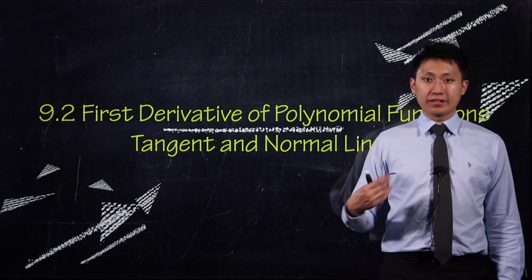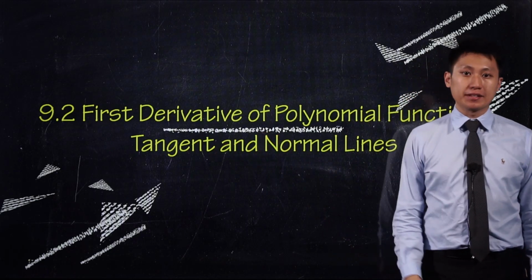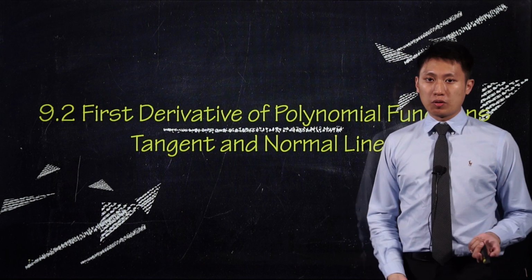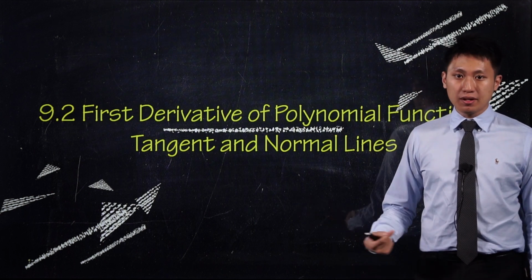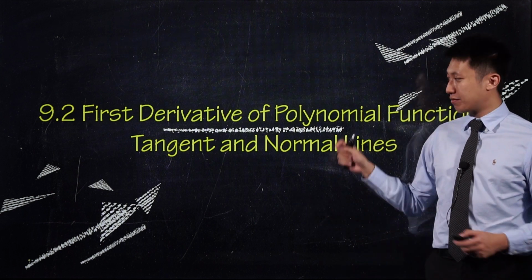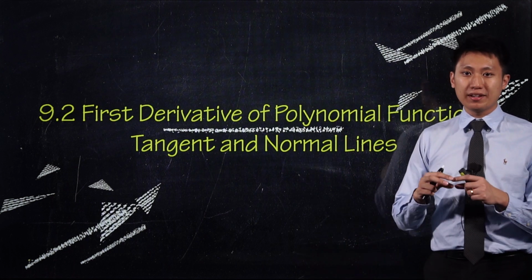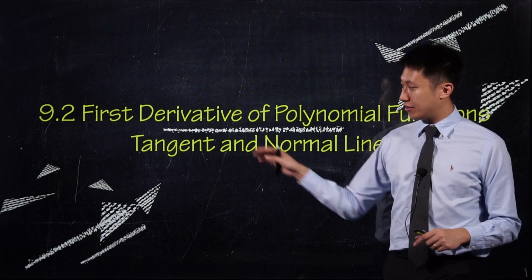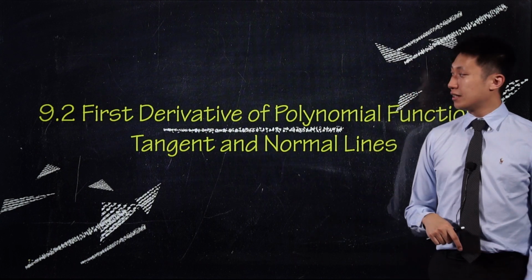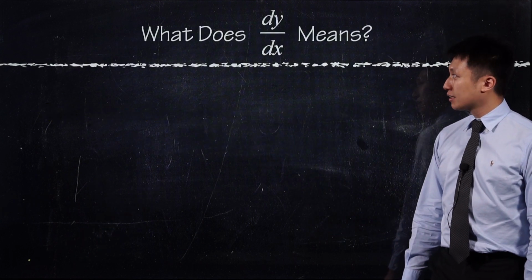Hi everyone, today we can talk about tangent and normal lines. So this topic will always come out in SPM, okay? They always ask you to find the tangent line as well as the normal line, or some hidden information in the question that refers to tangent and normal. Okay, so let's do some exercises.